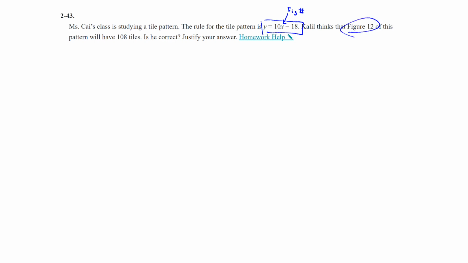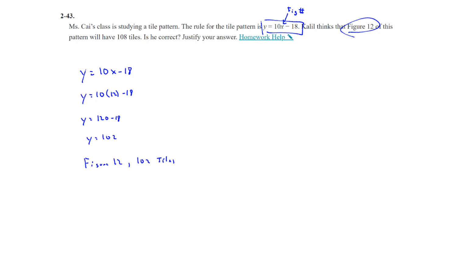So if we need to do figure 12, we'll just plug it in. Y is equal to 10x minus 18, so I'm going to replace the x with figure 12 and see if we get what Khalil got, which was 108 tiles. So 10 times 12 is 120. 120 minus 18 is 102. So actually figure 12 has 102 tiles.